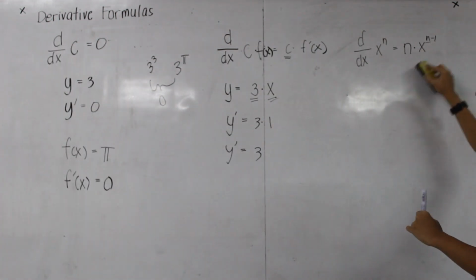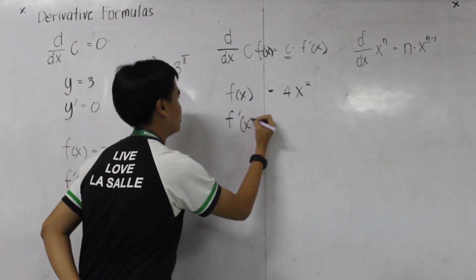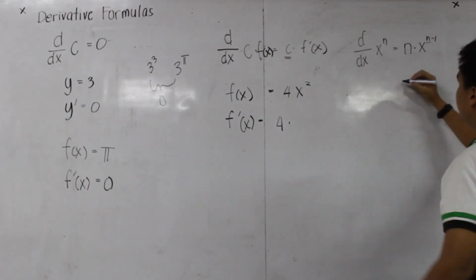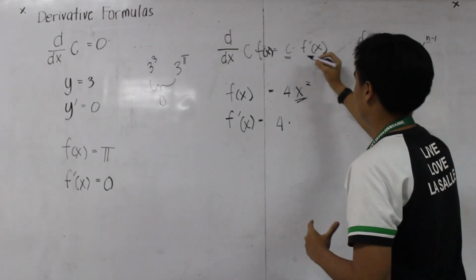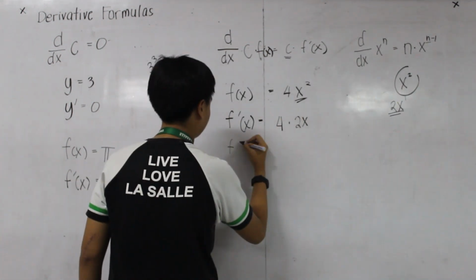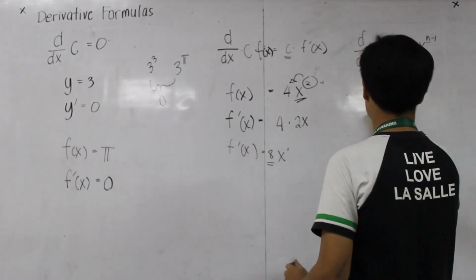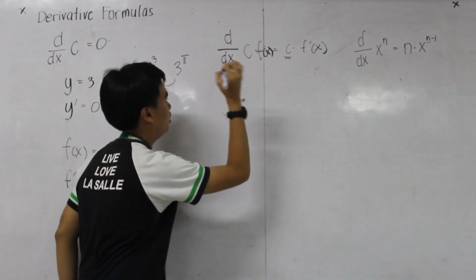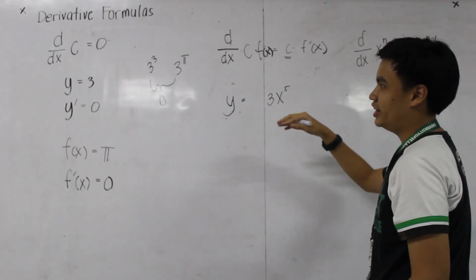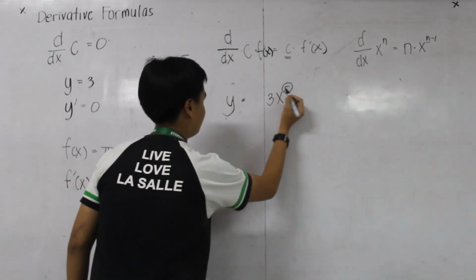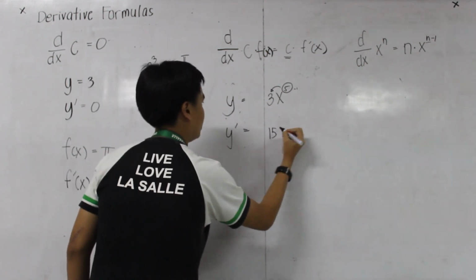Let's give more examples of this type of problem. Another equation: let's say y is equal to 3x to the power of 5. As I've said, there is a shortcut in getting the derivative. We just multiply this number to this number, and then we subtract the exponent by 1. So therefore, our derivative for this will be 15x to the power of 4.